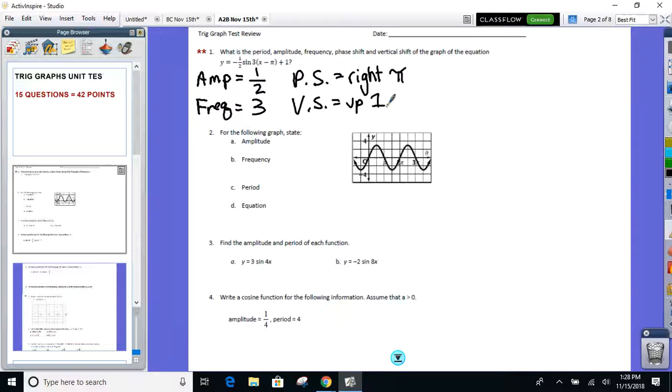And now we'll get to the period. What's the formula for period? And in this case, what's your B value? We already found out was 3. So there's not much you can do there. 2 pi over 3. Are we all good there? It is a question tomorrow.